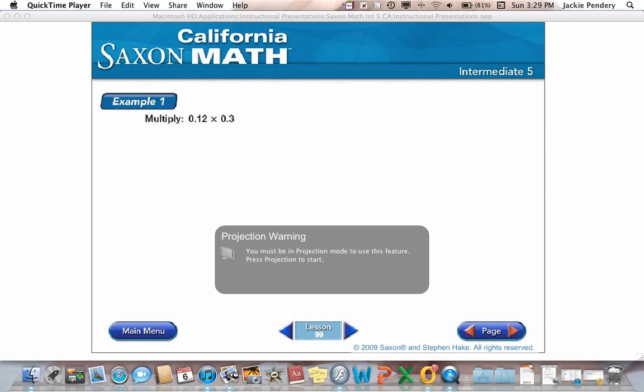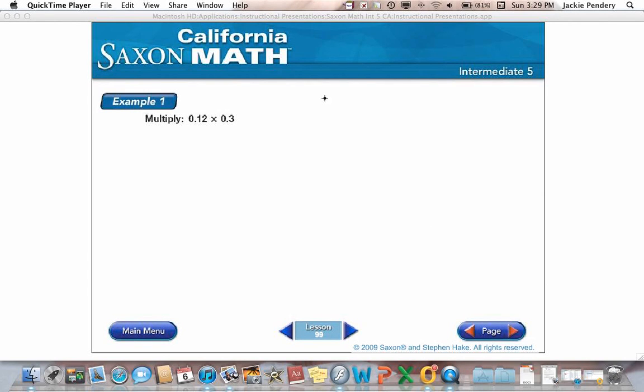Example number 1. We have the problem 0.12 times 0.3. Now remember, when I'm multiplying decimals, my decimals do not have to line up, and I ignore my decimals until I am ready to actually complete my answer. So first I multiply, totally ignoring the decimal. So 3 times 2 is 6. 3 times 1 is 3. Now I have nothing left to multiply, so this is when I look at my decimals.